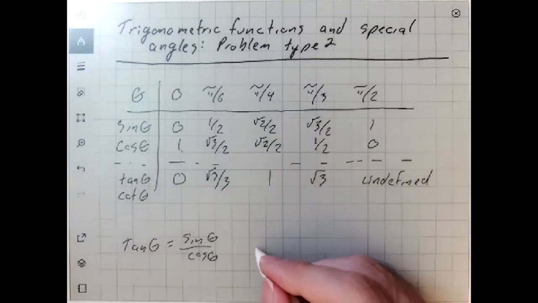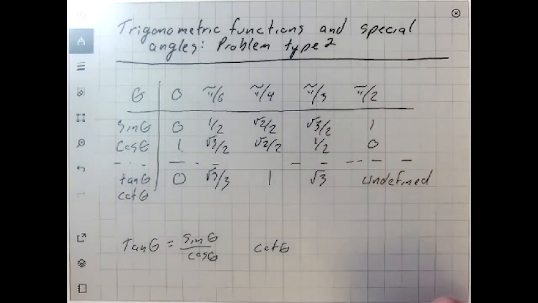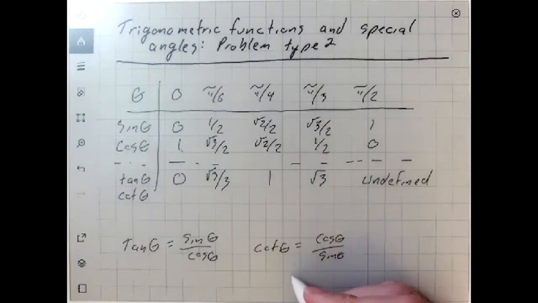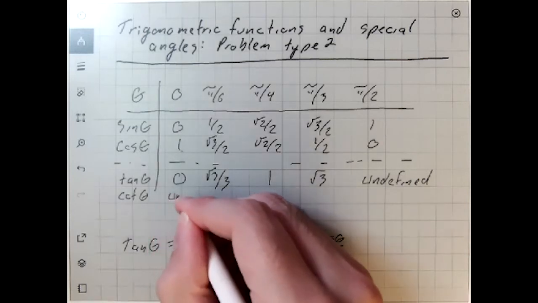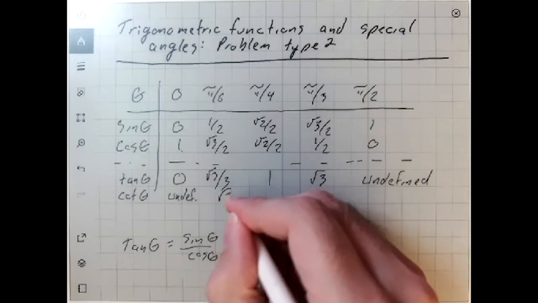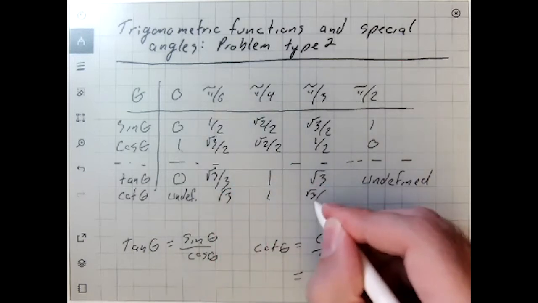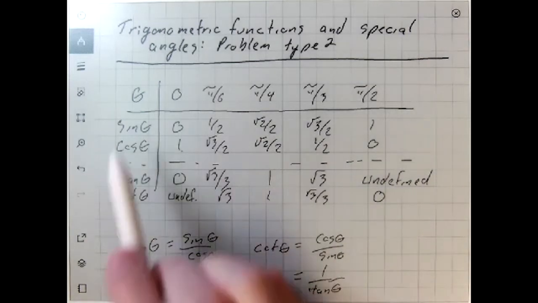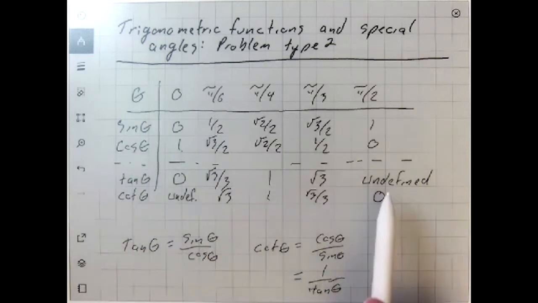The cotangent you can either think of as cosine over sine, or you can think of it as 1 over the tangent. Either way, cotangent of 0 is undefined. Cotangent of pi over 6 is the square root of 3, and then 1, root 3 over 3, and 0. Again, the cofunctions, sine and cosine, tangent and cotangent, are the same values, just listed in opposite order.